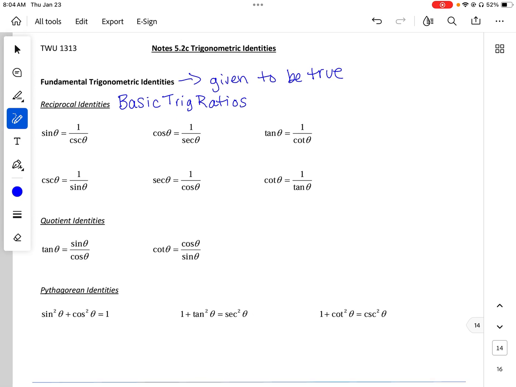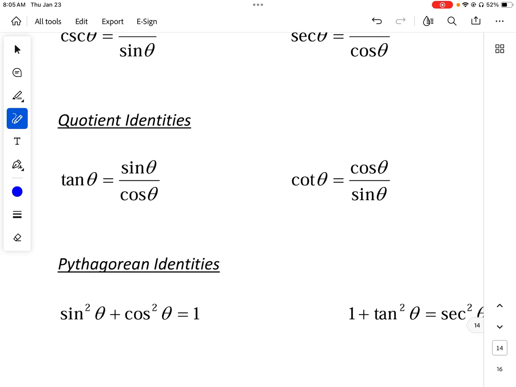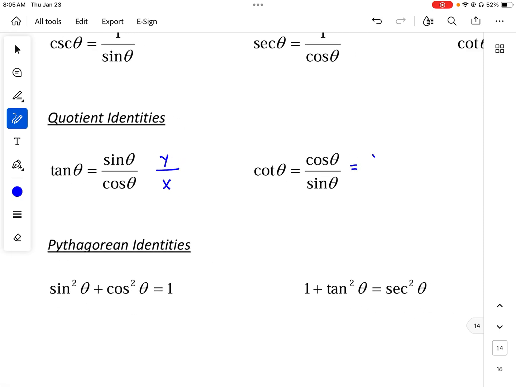And then our next section is the quotient identities. So tan is sine over cosine. And this is, remember, sine is y, cosine's x, and tan is y over x. So instead of putting y over x, we're putting sine theta over cosine theta. And then cotan is the inverse. So we can use these properties to help us.